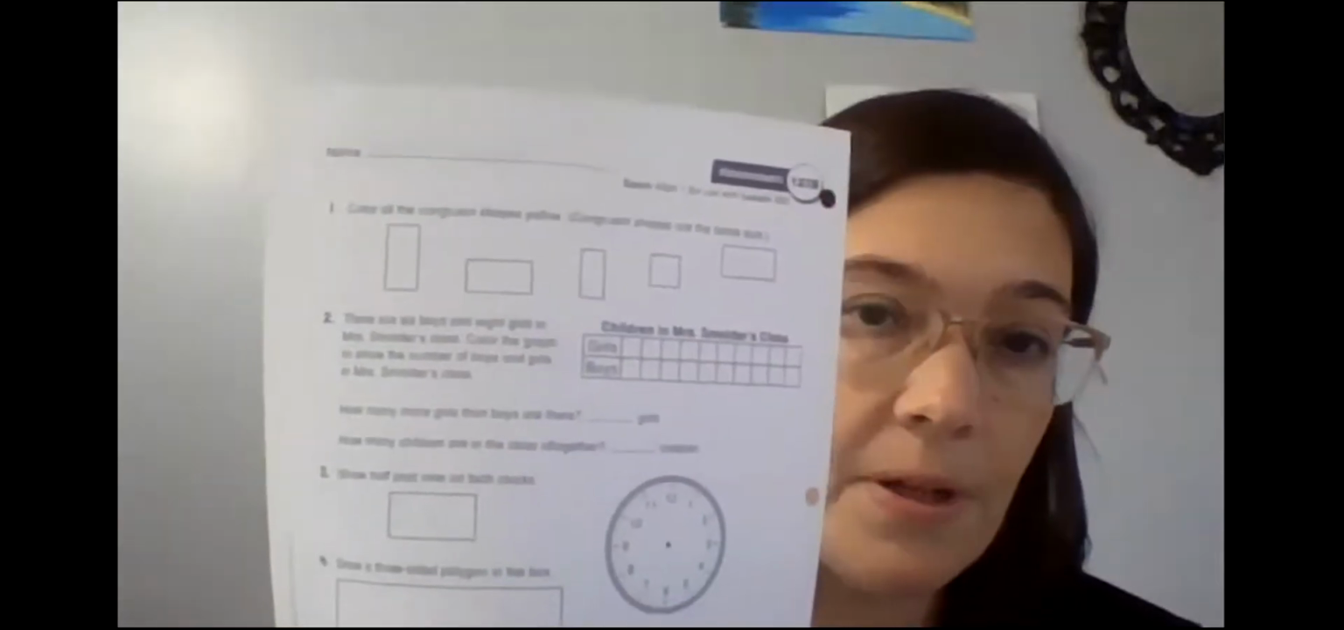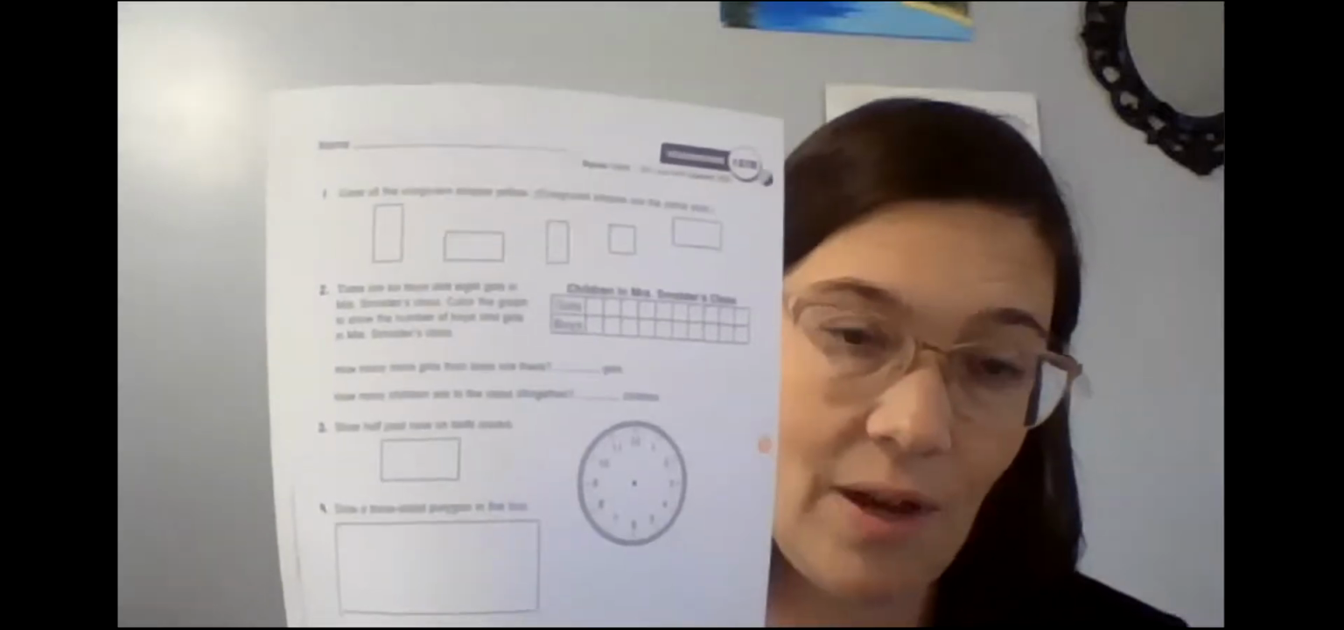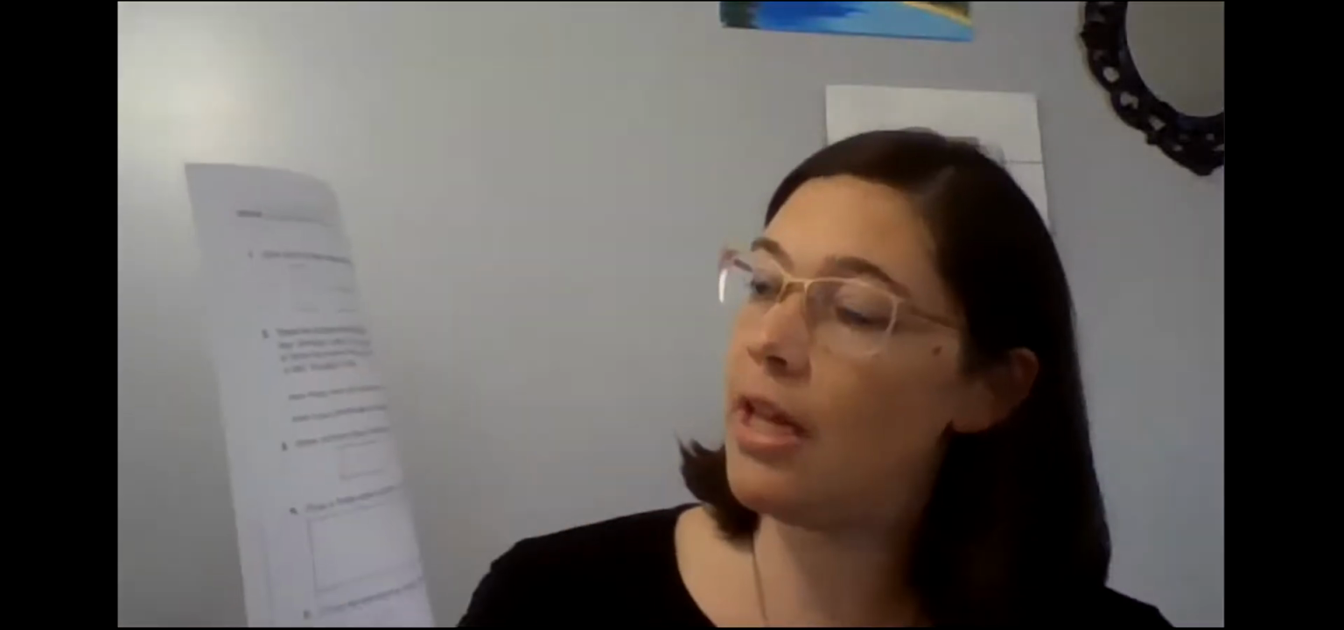Remember, congruent shapes are the same shape and same size. Okay, so find the ones that are congruent and color them yellow. Here there's a graph like we did yesterday. It says there are 6 boys and 8 girls. So you're going to color the graph and answer the questions.